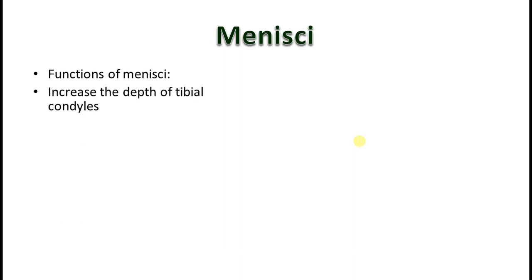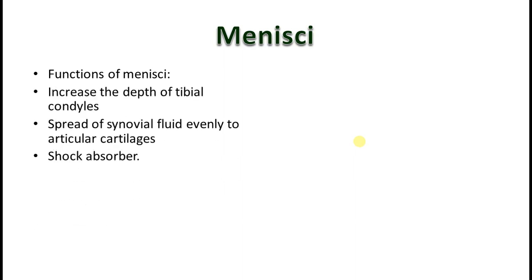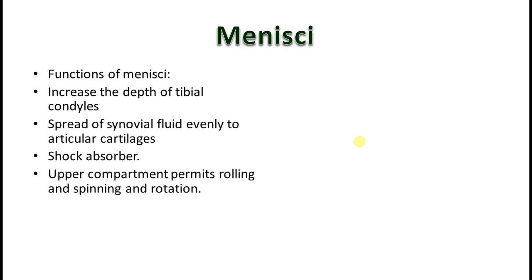Functions: deepening of the tibial condyles, we have already seen that. Spread of synovial fluid evenly to the articular cartilages, and definitely it acts as a shock absorber. Fibrocartilage, the cartilage of wear and tear. The upper compartments, as I told you, allow rolling, spinning and rotary movements. The lower compartment, the meniscotibial compartment, permits mainly gliding movements. Okay, so that is about the menisci.